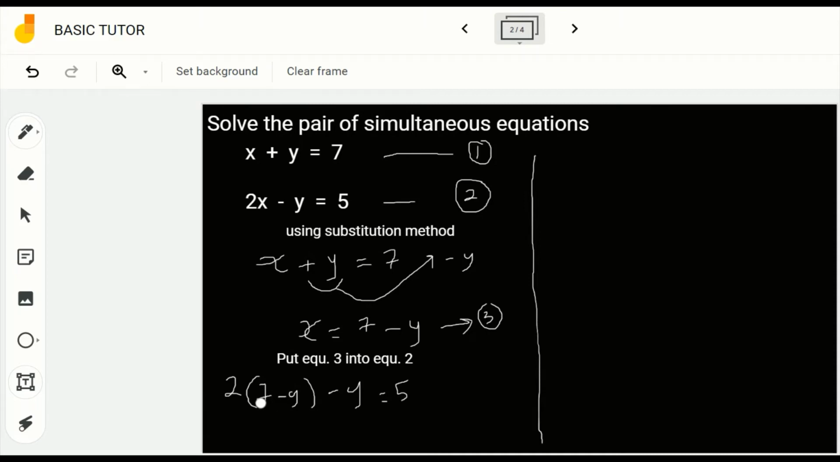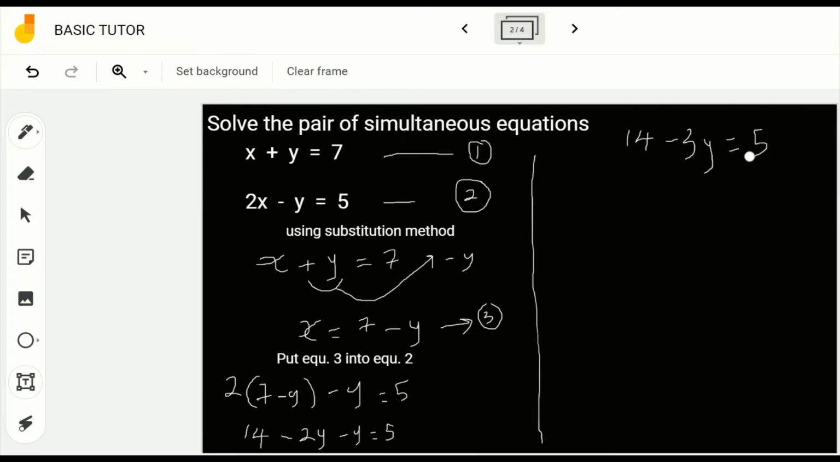So what next? I can decide to expand this bracket. So 2 times 7 is 14. 2 times negative y is negative 2y. Okay, I have minus y equal to 5. Alright, so what next? I have 14. Now minus 2y minus y will give us negative 3y equal to 5.